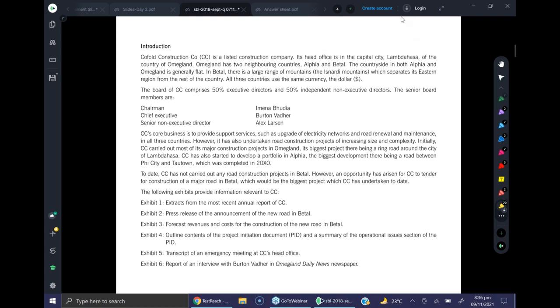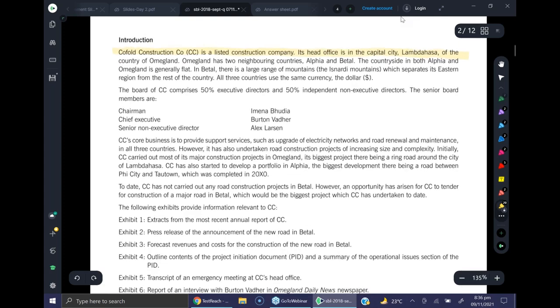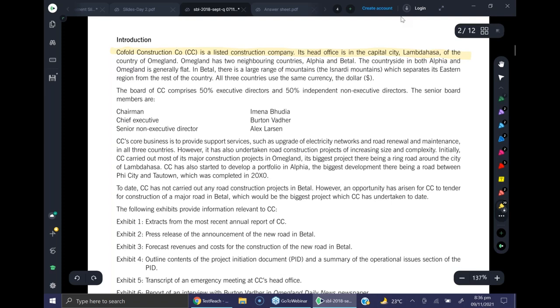It says that Kuffold Construction Company, CC, is a listed construction company. Its head office is in the capital city, Lamdasha, of the country of Omegland. Just for the sake of understanding, Omegland is the home country. Am I right?